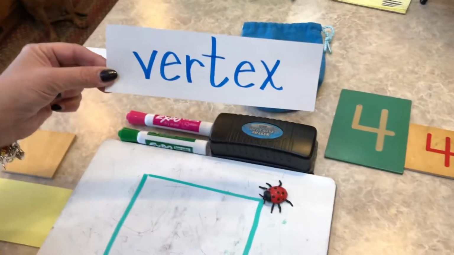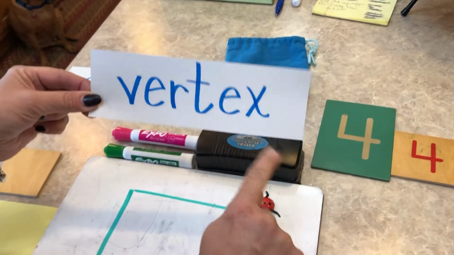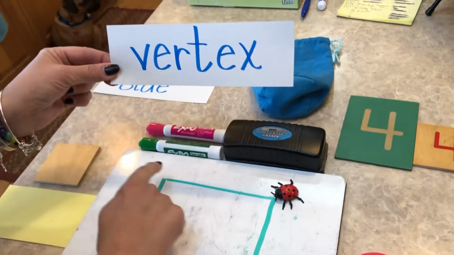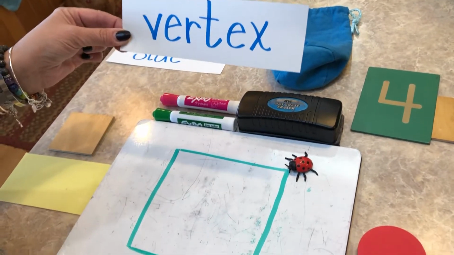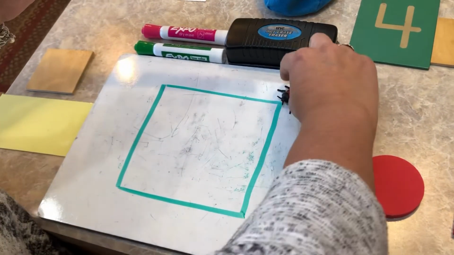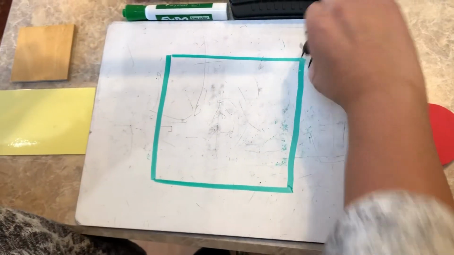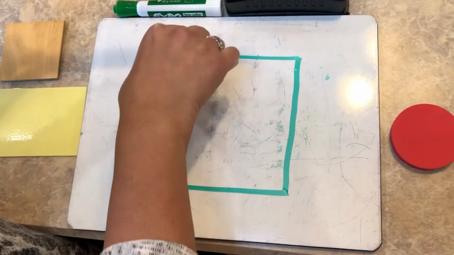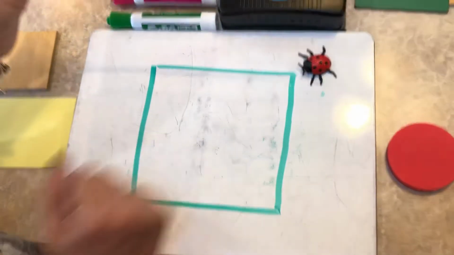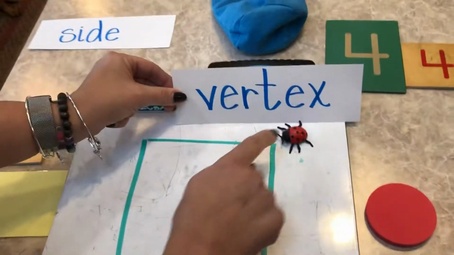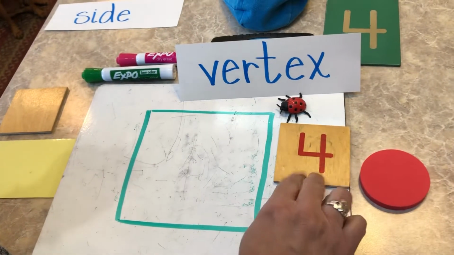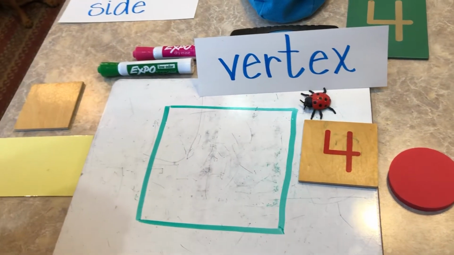Practice saying it with me. Vertex. How many vertices, when there's more than one, will the ladybug count? Let's see. She's got 1, 2, 3, 4. That's right. The ladybug counted 4 of these corners. We call them a vertex. There's 4 of them. When there's more than one, vertices.